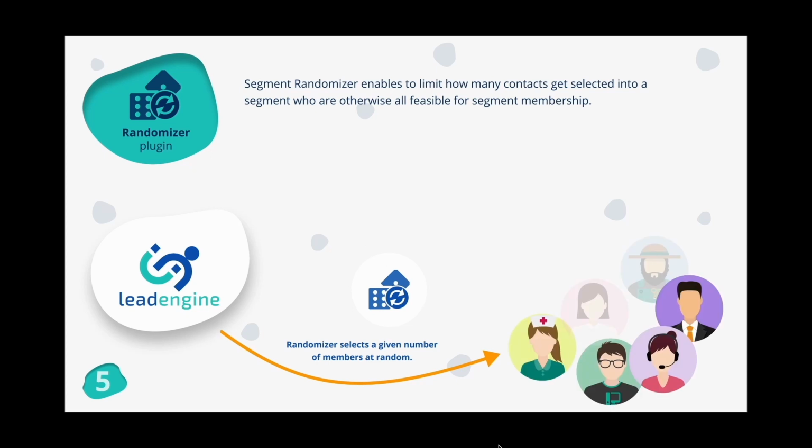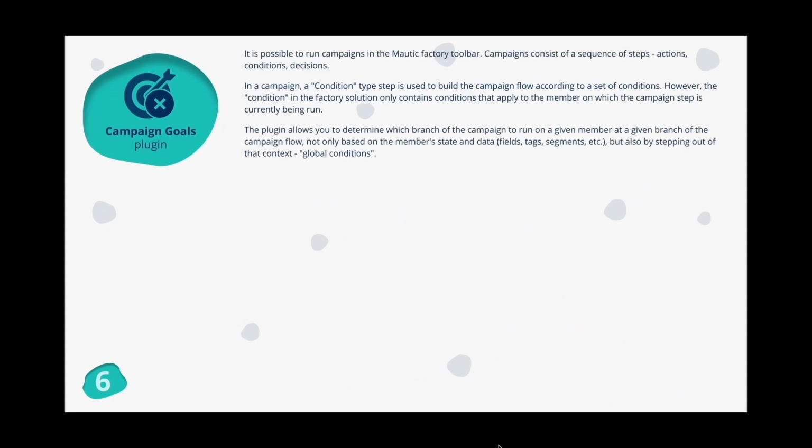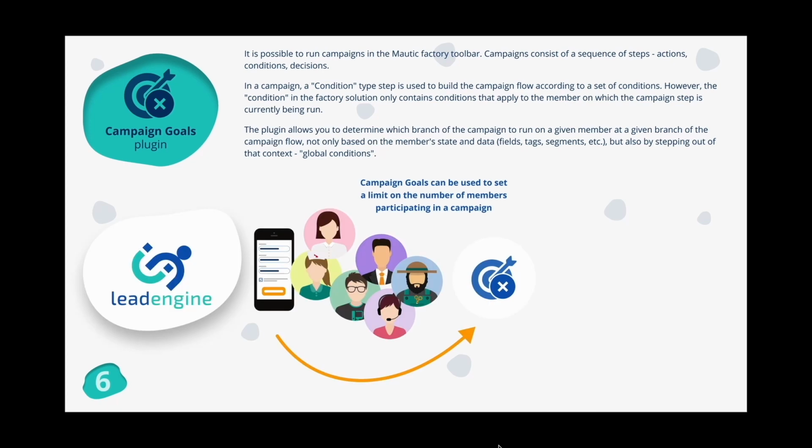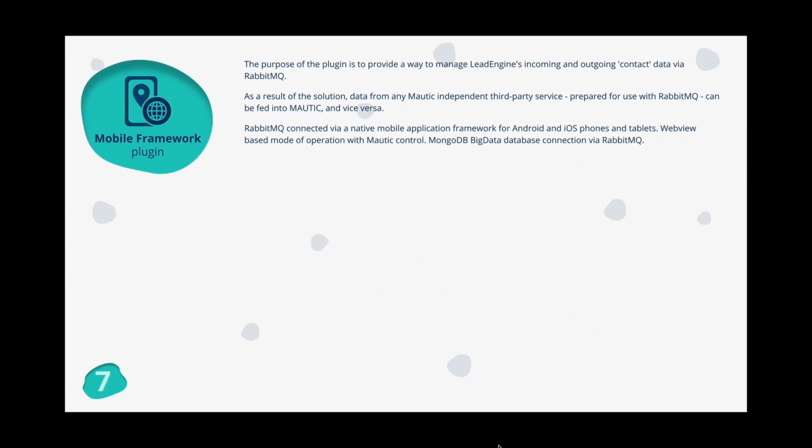Segment Randomizer enables you to limit how many contacts get selected into a segment, who are otherwise all feasible for segment membership. The plugin allows you to create a condition in the Campaign Builder interface, where you can set globally interpreted conditions for the campaign to run for a given user. What can it be used for? Reward first clickers, reward first form fillers, registration, screen out treatment, limit participation in a campaign, limitation on concurrent participation in a campaign.